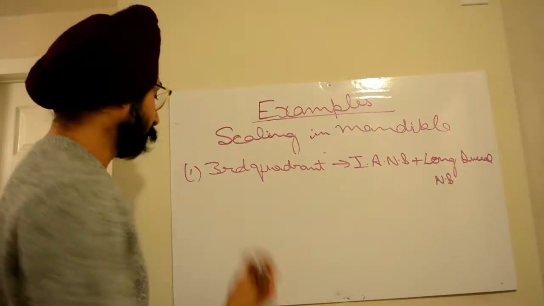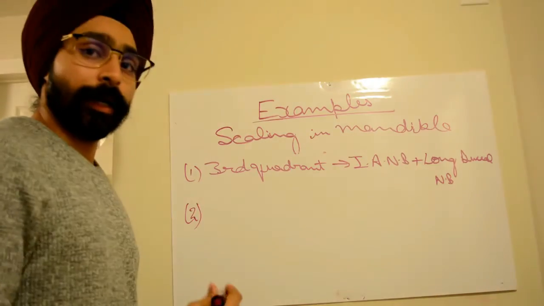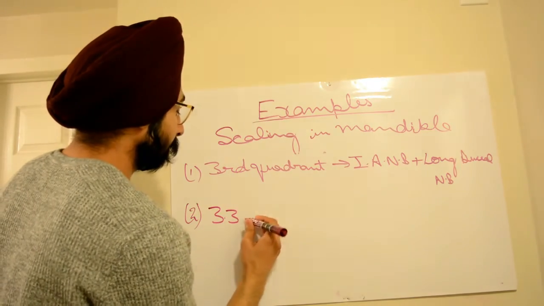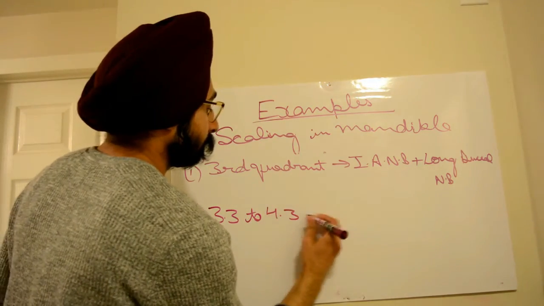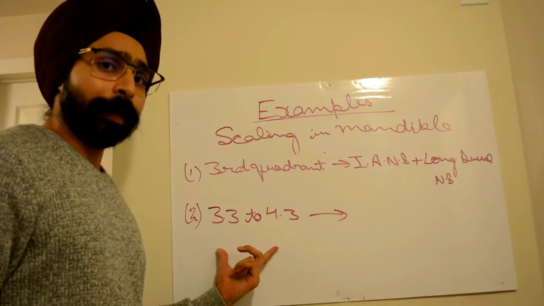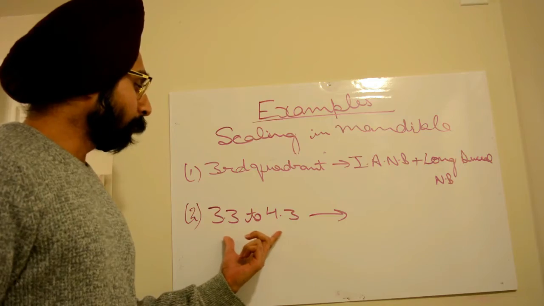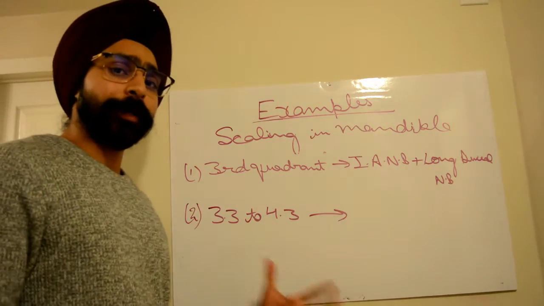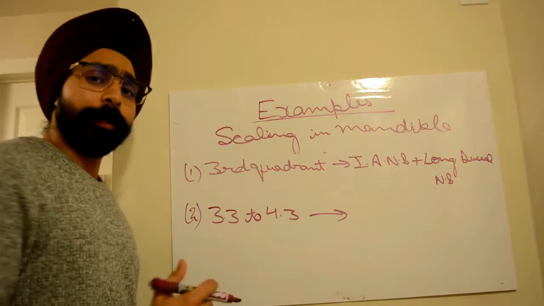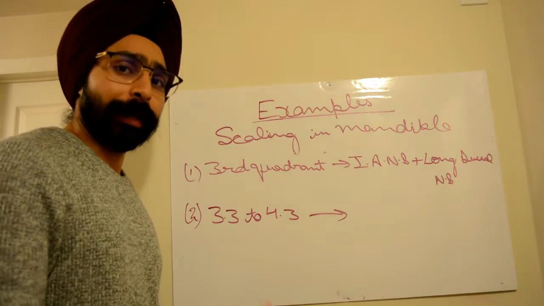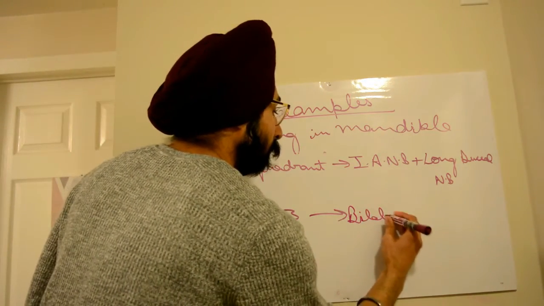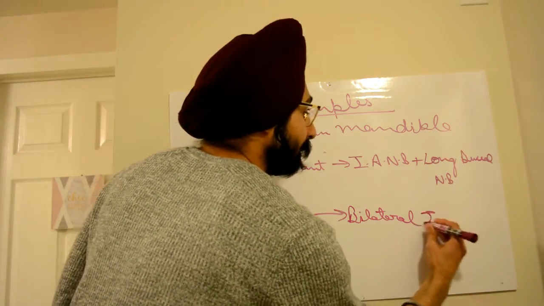Let's take another example. If a dentist wants to perform scaling from 3.3 to 4.3, guys, this is only specific for scaling and root planing. For scaling and root planing in the lower anterior sextant, that is 6 teeth, we need not give inferior alveolar nerve block bilaterally. We can give bilateral incisive nerve block.